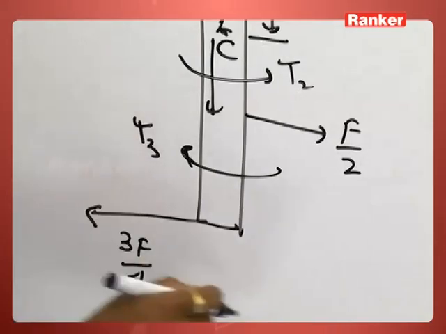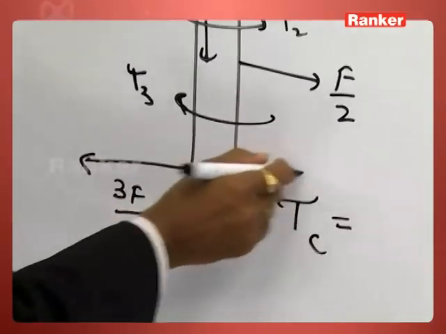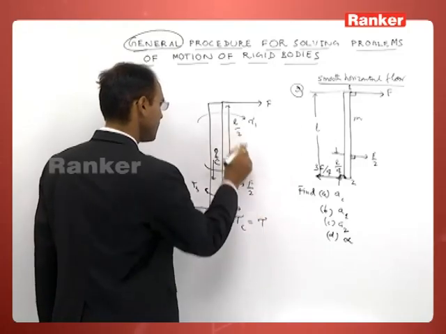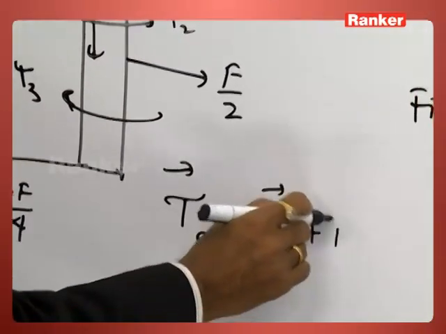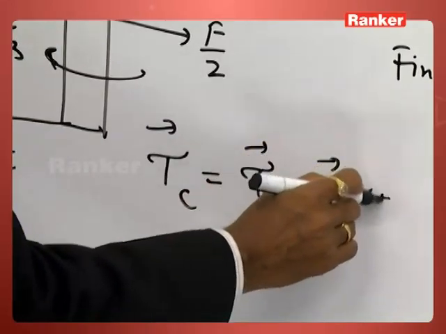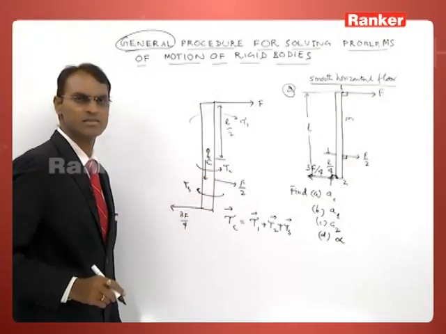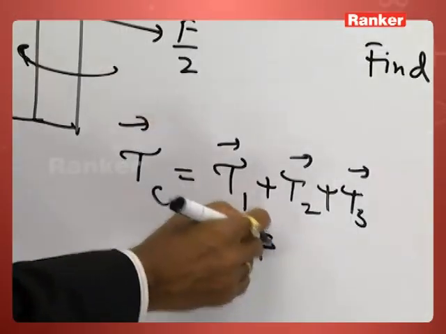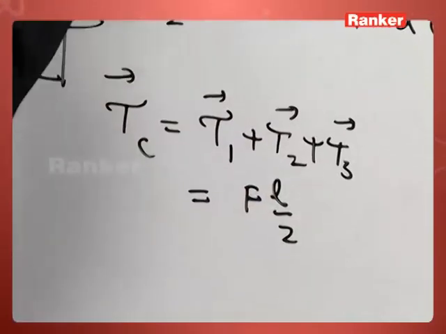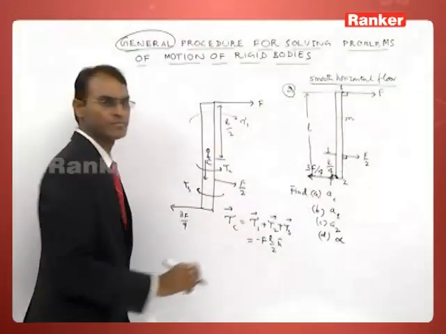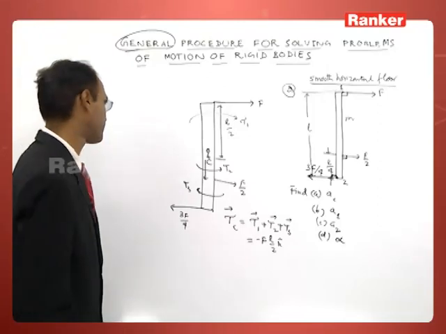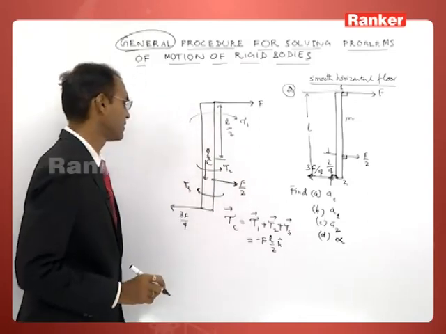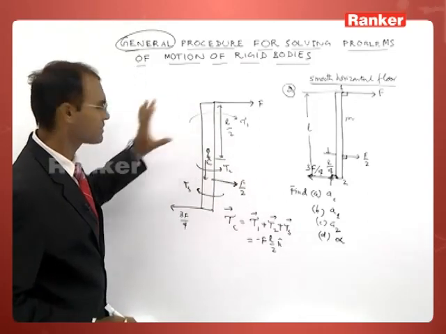The net torque about the center of mass can be given as the sum of these three torques with respect to the center of mass. Tau 1 is equal to F into L/2, whose direction is minus k cap, clockwise. For the torque produced by this force about the center of mass, you have to take the distance from the center of mass.